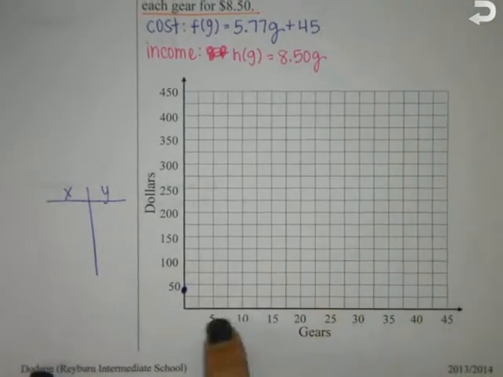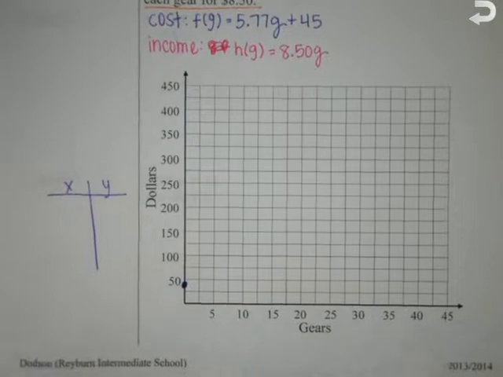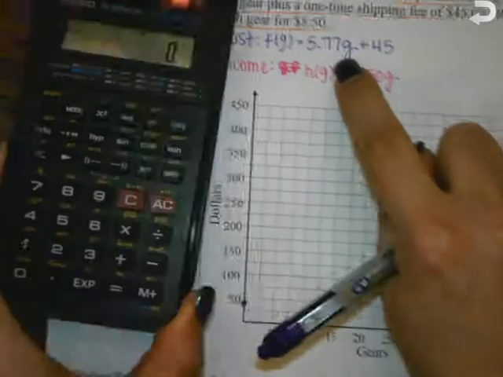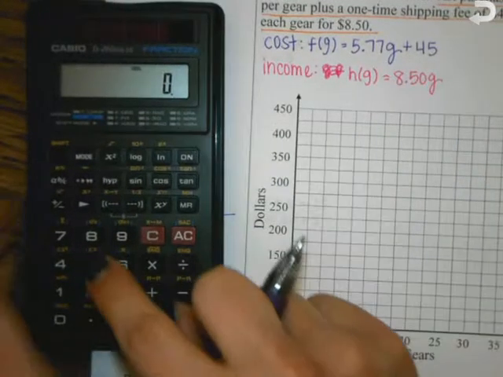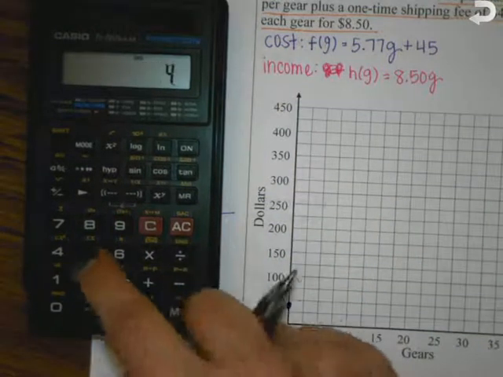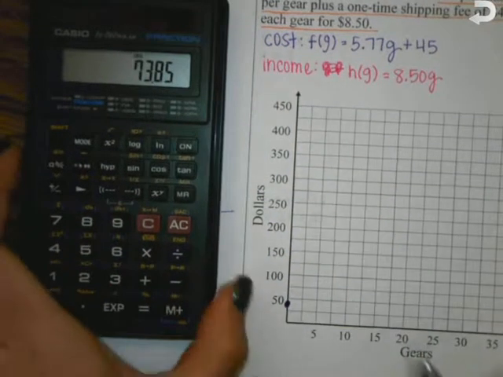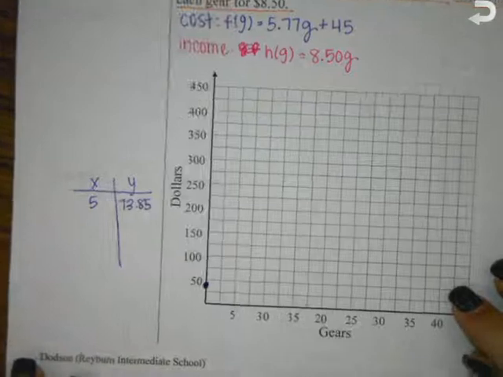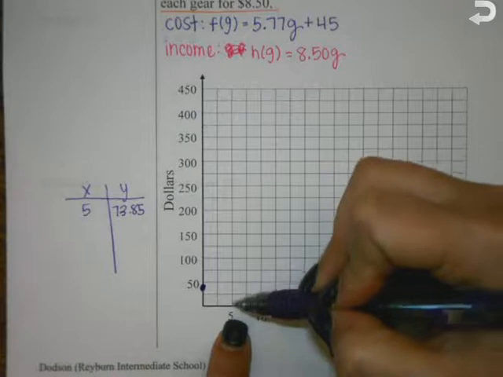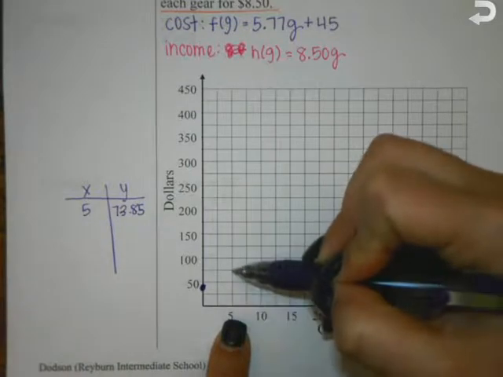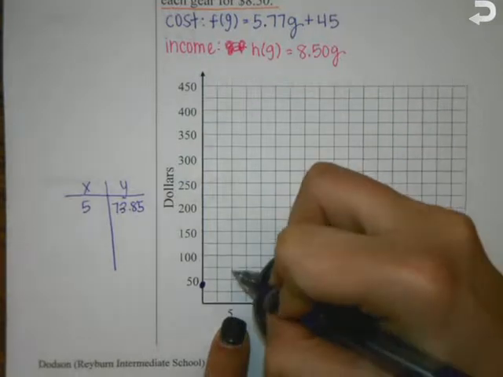Now on our X-axis, we're going by 5, so I'm going to plug in the 5 just to see what we get. If I plug in 5 for X here on my calculator, that's going to be 5.77 times 5 plus 45. So my Y is 73.85. And we're just going to estimate because this is a graph. So at 5, I was at 73.85. So here's 75. So let's go just below it right here.